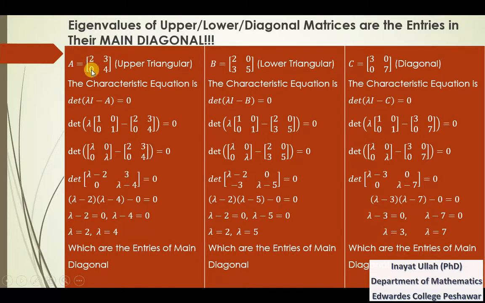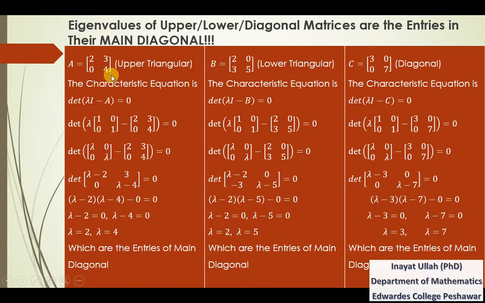Below this main diagonal there is 0 and above is non-zero, so that is upper triangular. And whenever above the main diagonal is 0 and below is not 0, that is a lower triangular matrix. And if above and below the main diagonal there are zeros, both are zeros, then we say that this is a diagonal matrix. So what are the eigenvalues of these kinds of matrices?